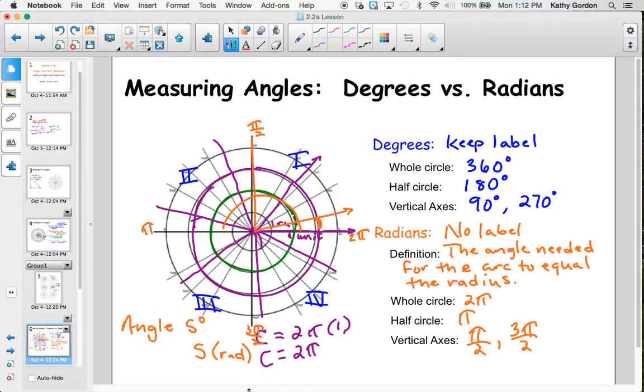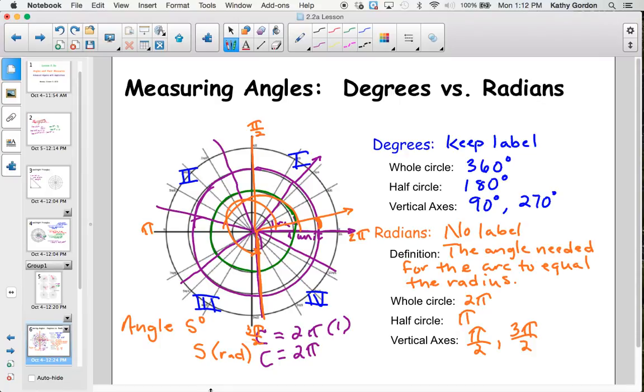5 as a radian is 1, 2, 3, 4, 5. That was the one we came up with way down here. All the way around. That's 5 radians. That's totally different than 5 degrees. So you have to make sure that you are distinguishing which one you're talking about by either using the degree sign when it is degrees or not using any label when it's radians. If you want to be sure, you can write RAD as a label, but it's not necessary.